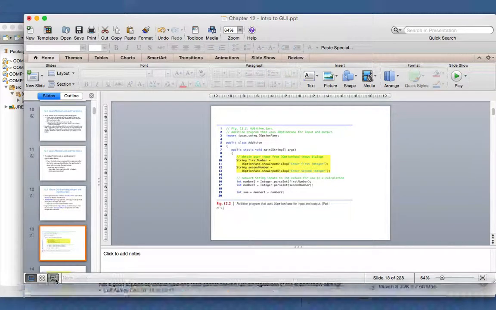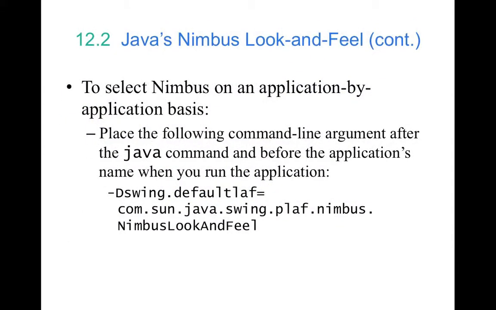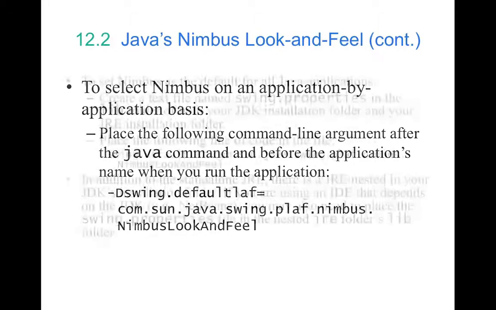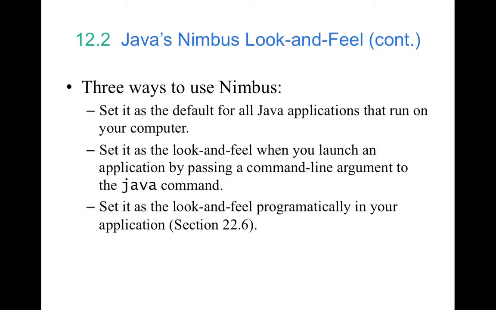Let me just go to this slide here to make sure we're good. So again, if I want to do it on an application by application basis, you can place the following command line argument after the Java command and before the application's name when you run the application. But we're not going to do that. We're going to make it a default look and feel, right?